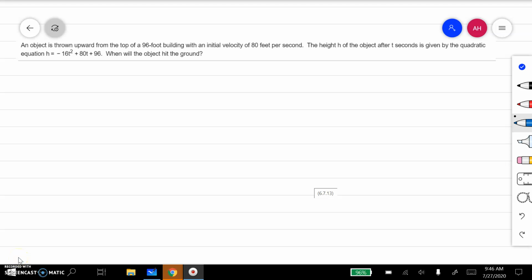Okay, guys, so I had a question about these problems where we are talking about an object that was thrown upward from a building, and it tells you the initial velocity, and h is the height, t is the seconds or the time, and they give you the full equation. They want to know when the object will hit the ground.